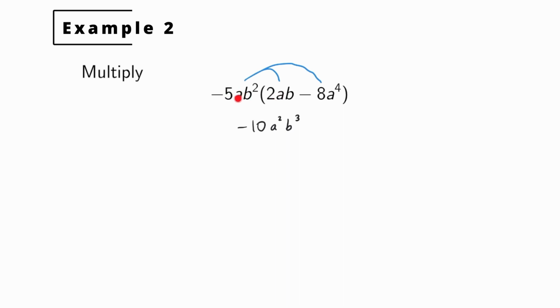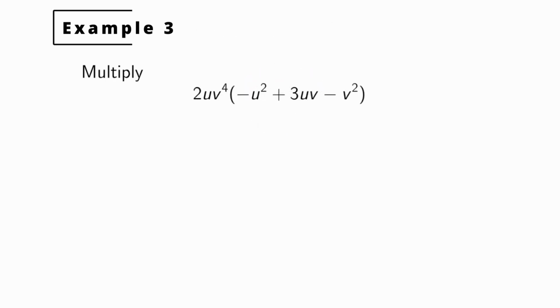Now we multiply negative 5ab squared times the second term, negative 8a to the 4th. So now I have negative 5 times negative 8. It's going to give me positive 40. Okay, and then we have a to the first times a to the 4th will give us a to the 5th. And then b squared, there's no b factor here, so it's just b squared times 1, I guess, gives you b squared. And that's all there is to it.